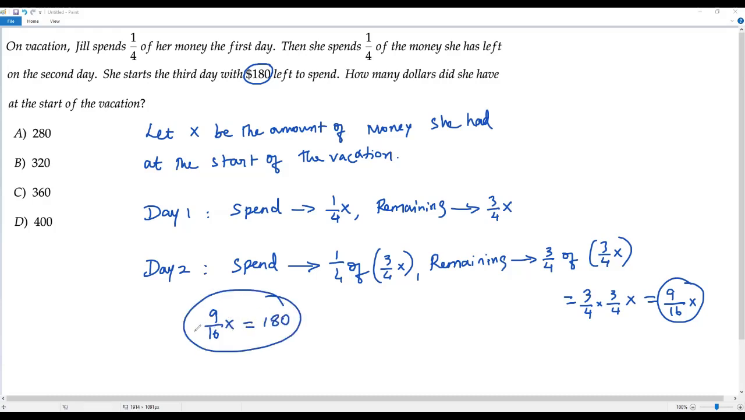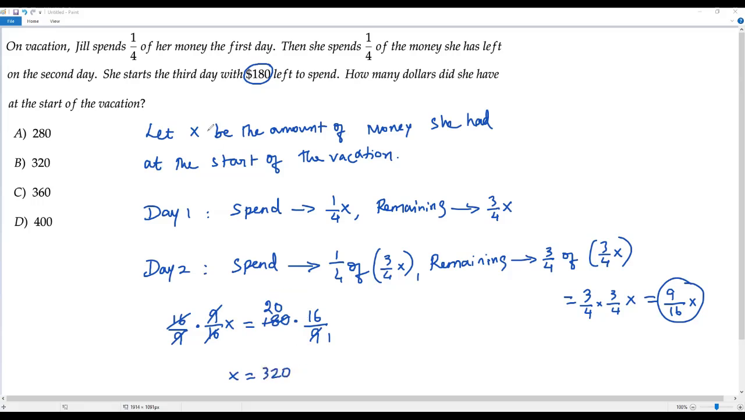Now in this equation, we have to solve for x. For that, we have to get rid of this fraction 9 over 16. So I multiply both sides of the equation by the reciprocal of this fraction, that is 16 over 9. Let me write it over here. This 16 will cancel, 9 will cancel. 9 goes into 9 one time, 9 goes into 18 two times, and we have 0 here. So we get x equals 20 times 16, which is 320.